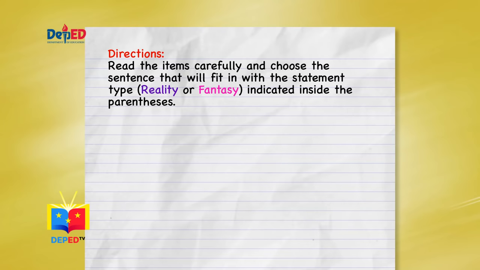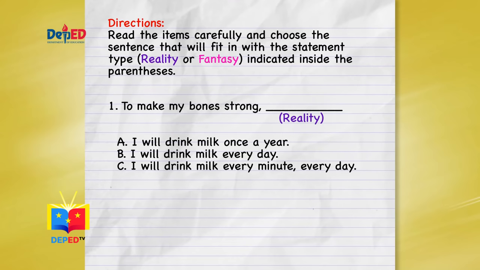Directions. Read the items carefully and choose the sentence that will fit in with the statement type indicated inside the parentheses. Number 1. To make my bones strong, A. I will drink milk once a year. B. I will drink milk every day. C. I will drink milk every minute, every day.